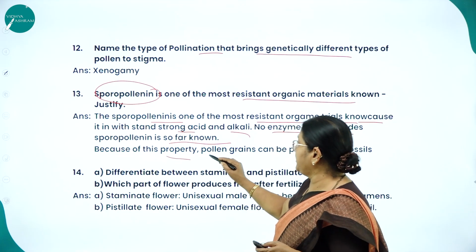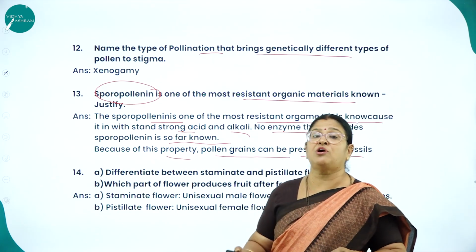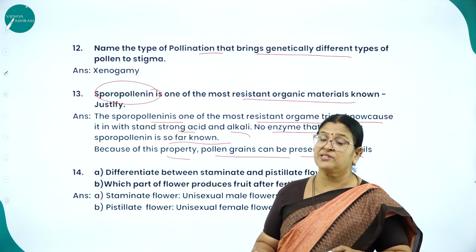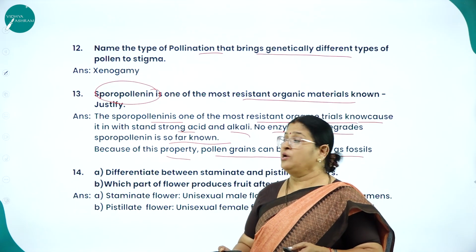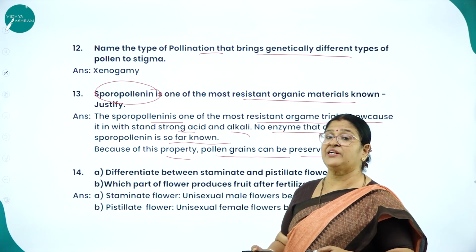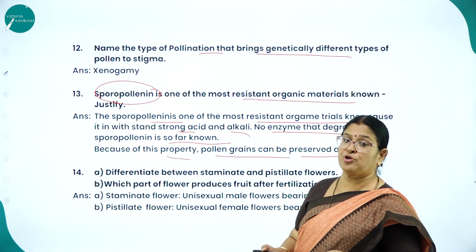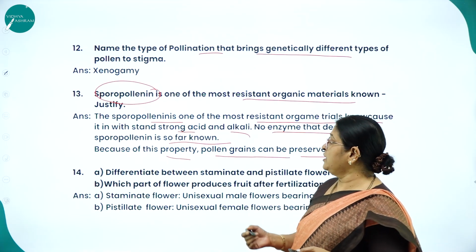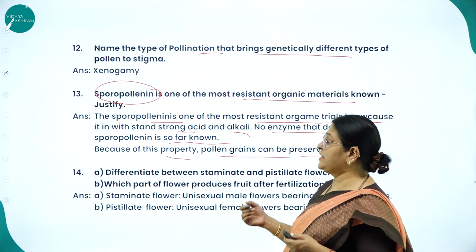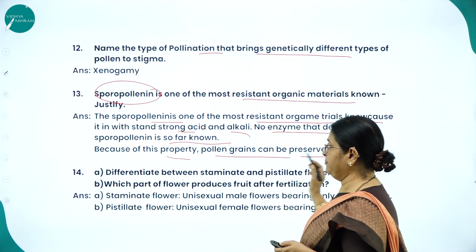Because of this property, pollen grains can be preserved as what? Fossils. That is the reason why there is no organic acid or alkali which can degenerate or degrade sporopollenin, and that is the reason why the pollen grain can be stored for a longer time.